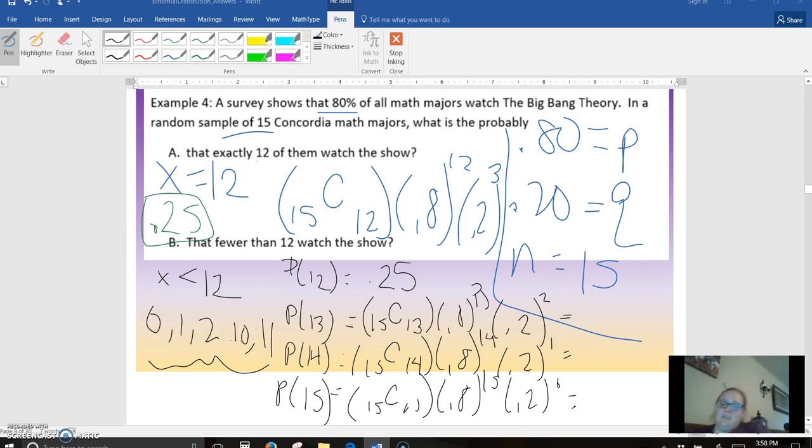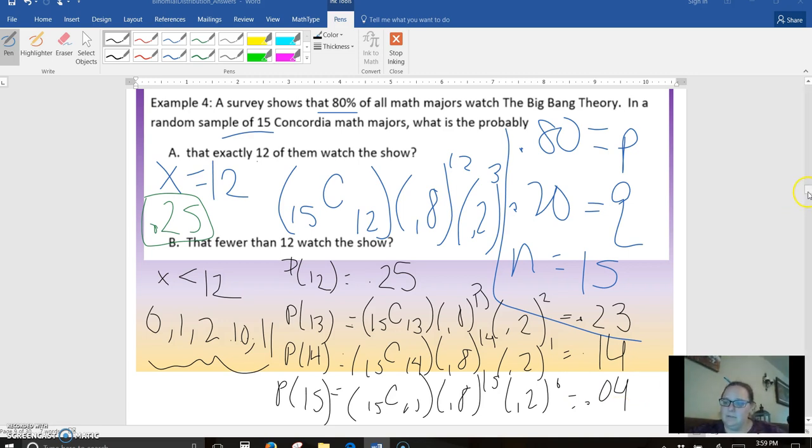All right, so I'm going to type each of those in my calculator. 15 combination 13, 0.8 of 13, 0.2 of 2. Okay, I get 0.23. Hopefully you're doing this with me. That's the whole point of this. 15 combination 14, 0.8 of 14, 0.2 of 1, I get 0.14. 15 combination 15, 0.8 of 15, 0.2 of 0, I get 0.04.